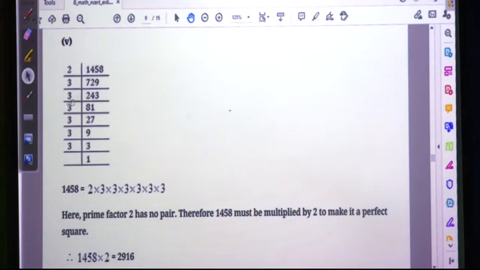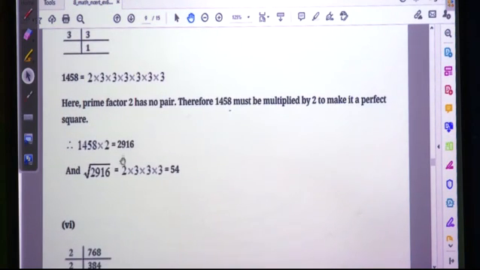Next again by 3, 3 8s are 24, 3 1s are 3, 3 2s are 6, 2 remaining, 21 it is becoming, 3 7s are 21, 3 9s are 27, 3 3s are 9, 3 1s are 3. We can see here 2 is not in a pair, 3 is in a pair. So, we are to multiply 1458 by 2 and we are getting 2916.